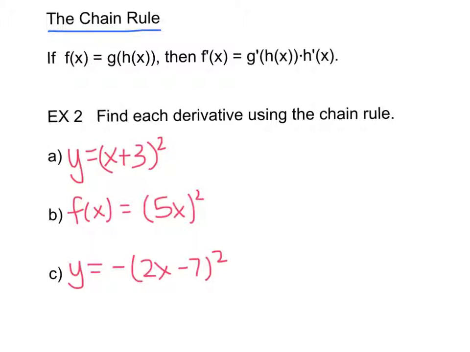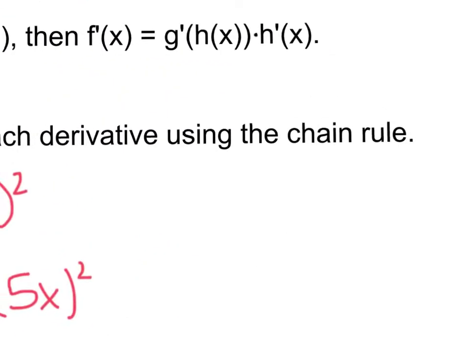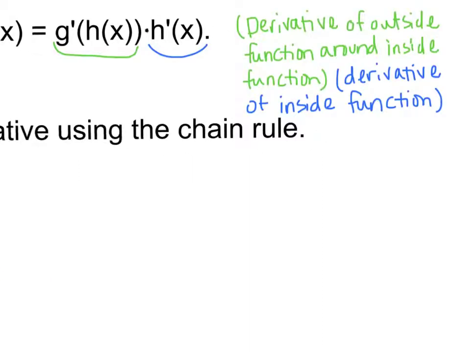So we have an original function that is a composite function. We have an outside function, which is g, and an inside function, which is h. So then the derivative of that composite function is the derivative of the outside function around the inside function times the derivative of the inside function. So let's write that. That's the derivative of the outside function, g of x, around the inside function, times the derivative of that inside function.